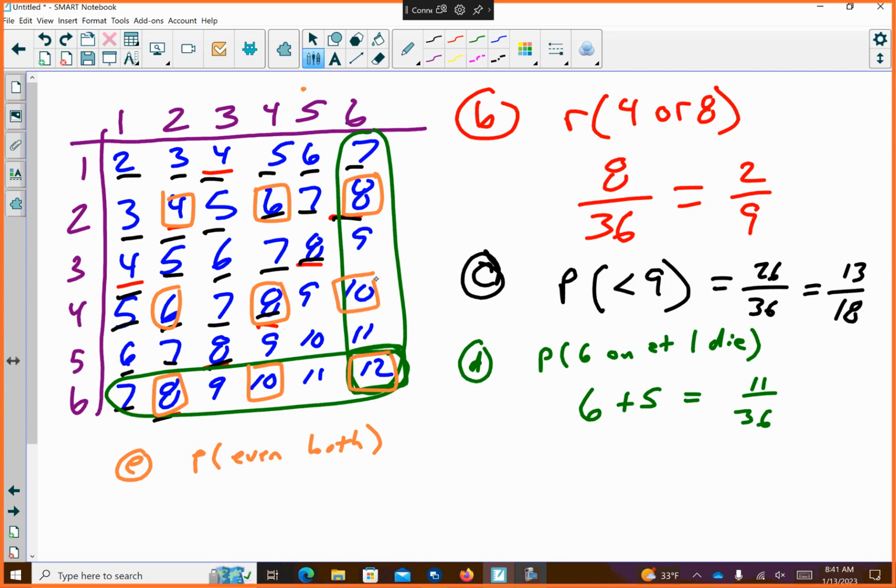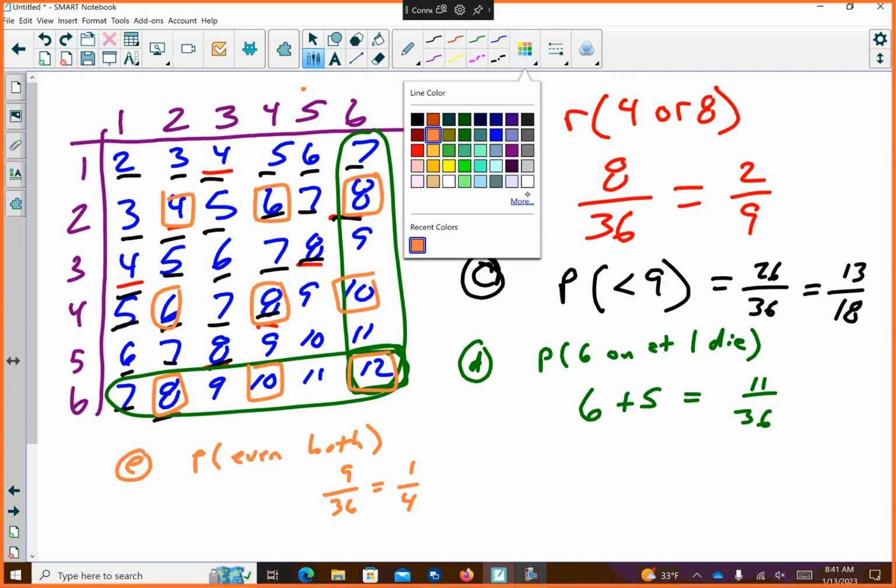So even numbers are 2, 4, 6. So roll a 2 and a 2, a 2 and a 4, 2 and a 6, a 4 and a 6, a 4 and a 2, a 4 and a 4, and so on and so forth. So the orange is 9 outcomes out of 36. And I guess you could say, well, I could make that 1/4, but again, not necessary to have.